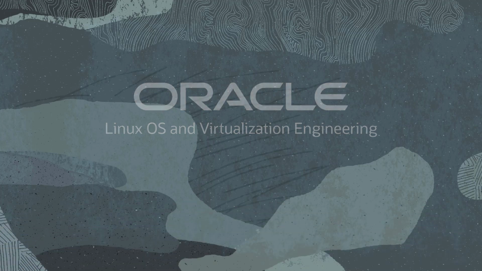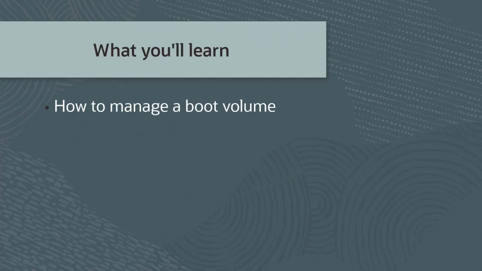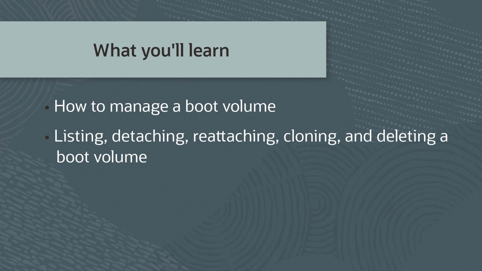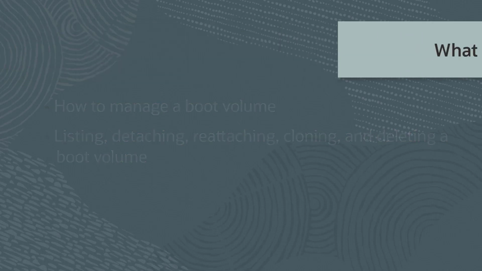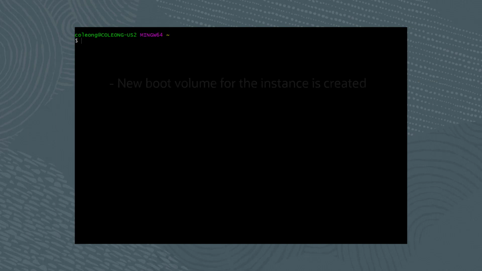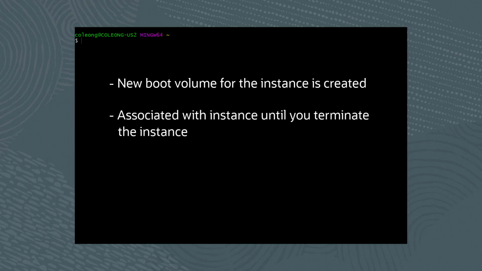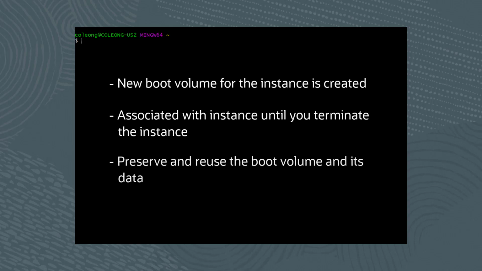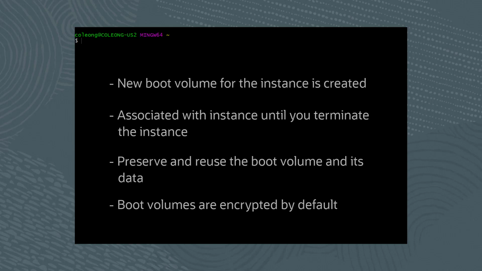In this video, you will learn how to manage a boot volume by listing, detaching, reattaching, cloning, and deleting a boot volume. When you launch an instance, a new boot volume for the instance is created in the same compartment. That boot volume is associated with that instance until you terminate the instance. When you terminate the instance, you can preserve and reuse the boot volume and its data. Boot volumes are encrypted by default.